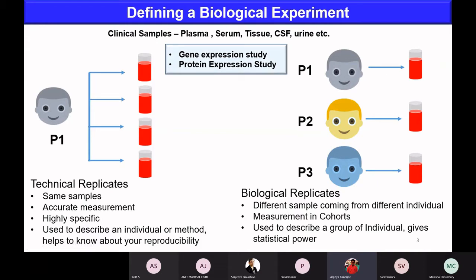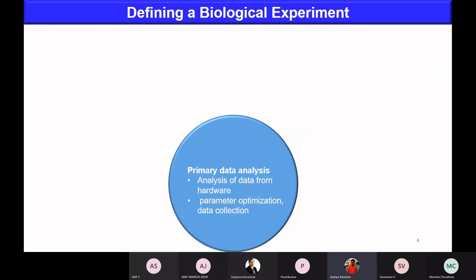Now, after you have done this gene expression study or protein expression study, as Professor Sanjeeva has explained, you will generate the data. So what to do then, how would you start churning your data, how will you do a layer-wise analysis starting from scratch? I have classified this data into three kinds of analysis. First is the primary data analysis, where the analysis of the data is made by the hardware. The hardware generates the result.